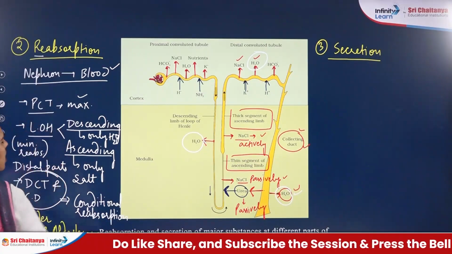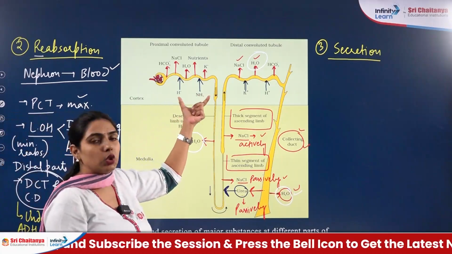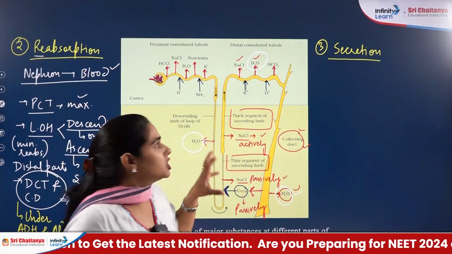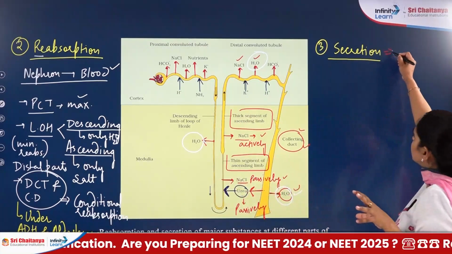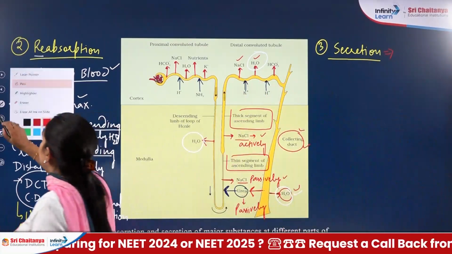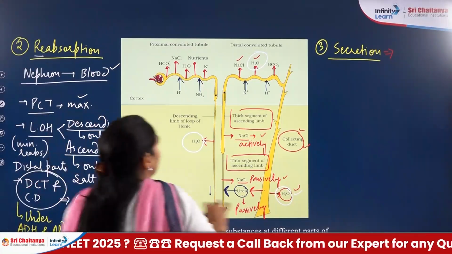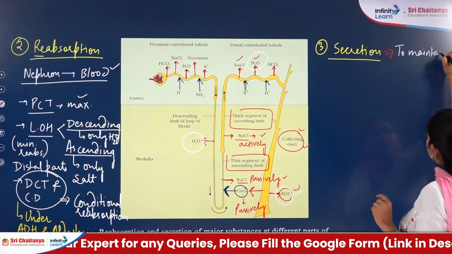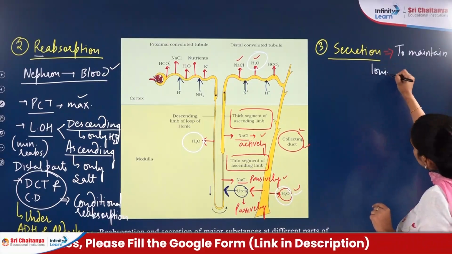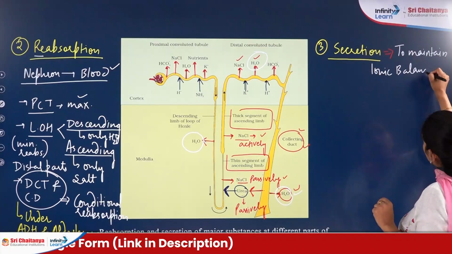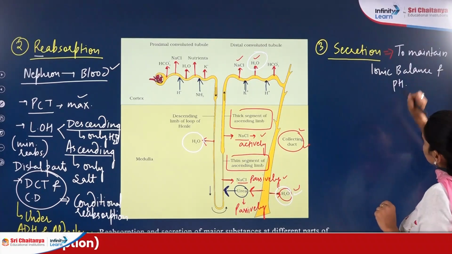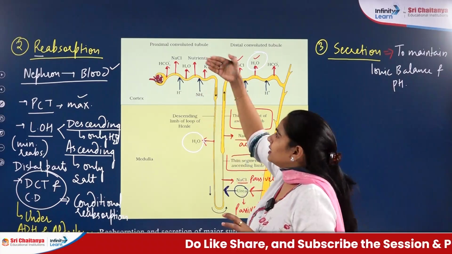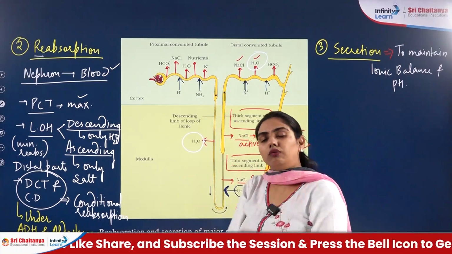You can see here, whatever is more in your blood to maintain the ionic balance and the pH of blood, the secretion is occurring. What is the purpose of secretion? The purpose of secretion is to maintain the ionic balance and pH. Right? So, whenever some ions are more in the blood, they will be secreted into the nephron so that they will go out of the body.